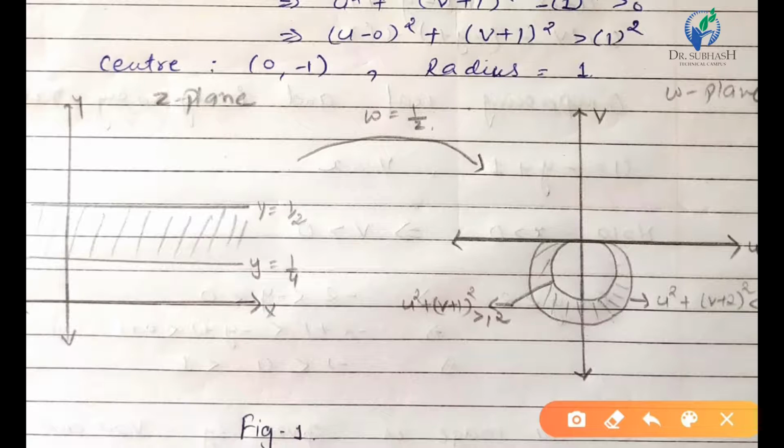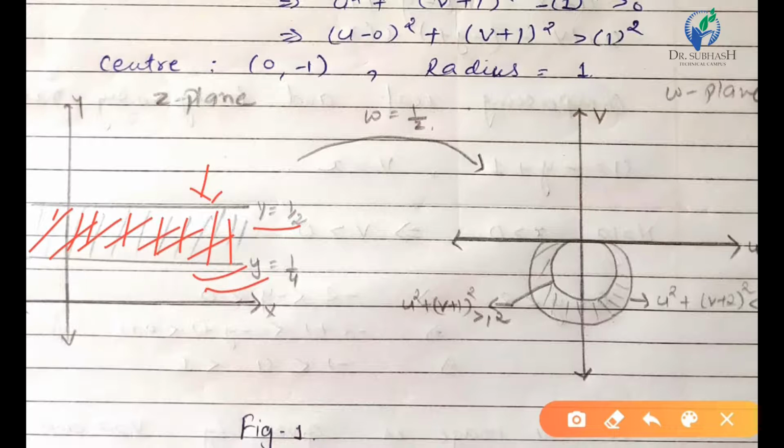Now y is greater than 1 by 4, so y equal to 1 by 4 will be this line, and y equal to 1 by 2 will be this line. According to our given equation, y is greater than 1 by 4, and y is less than 1 by 2. So again it will be the lower portion of this. So this shaded portion is our given region.